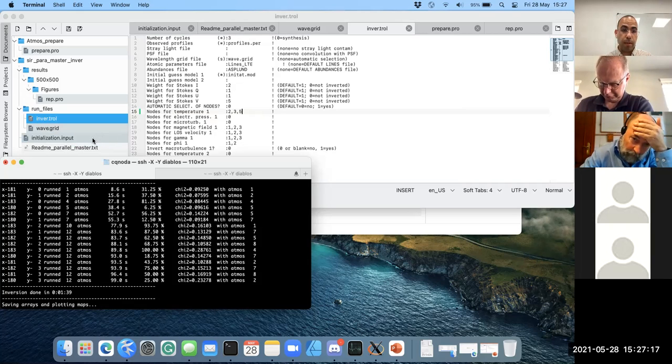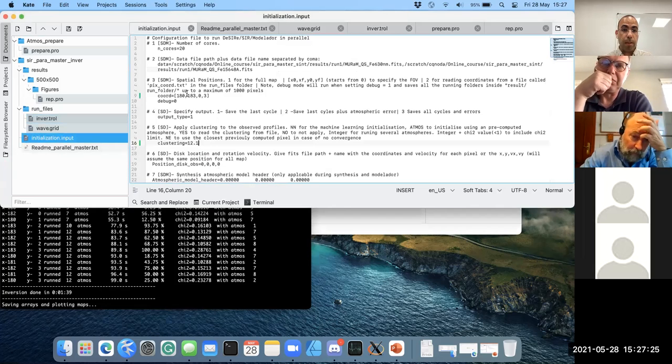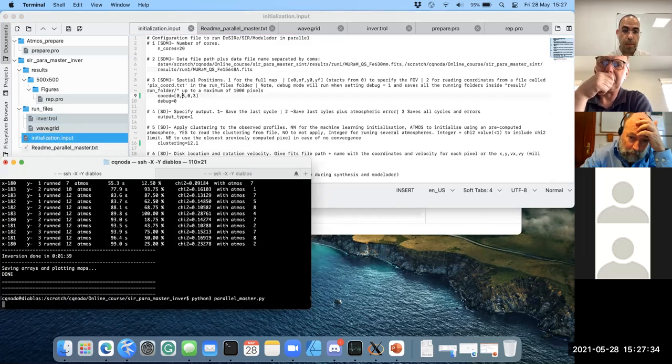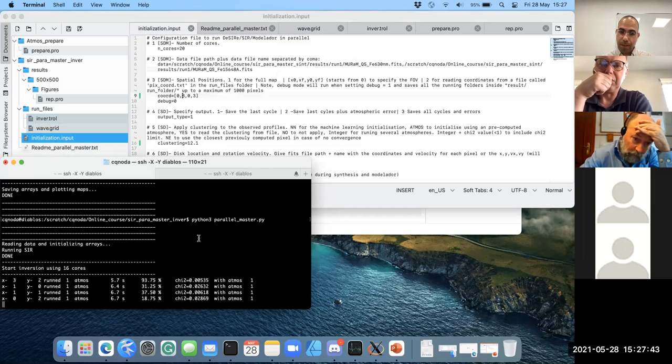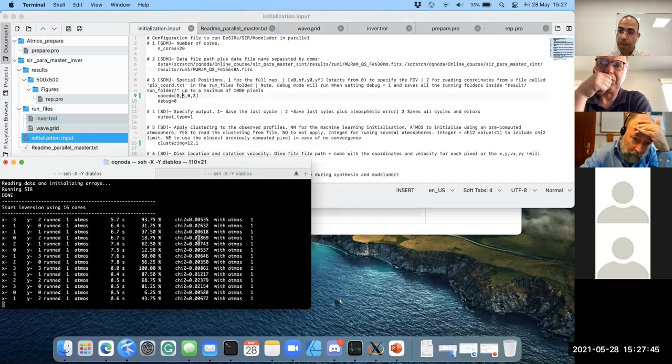So what I mean is that now it took 1 minute and 39 seconds because several pixels needed to use 12 atmospheres. But this is a magnetic patch. So if you go to the corner of the map that is just quiet sun and you run it again, you will see, I think, that most of the cases in this example reach the demanding threshold with 1 atmosphere.